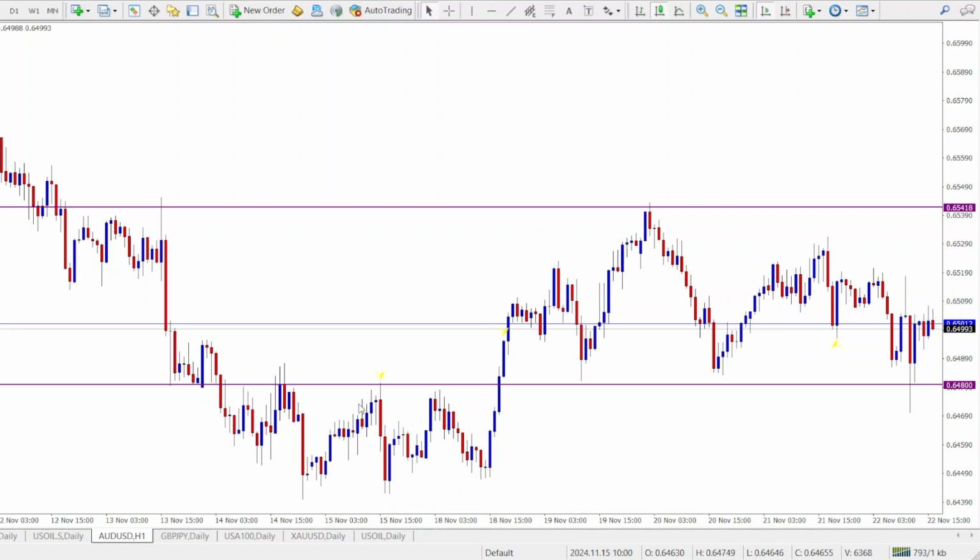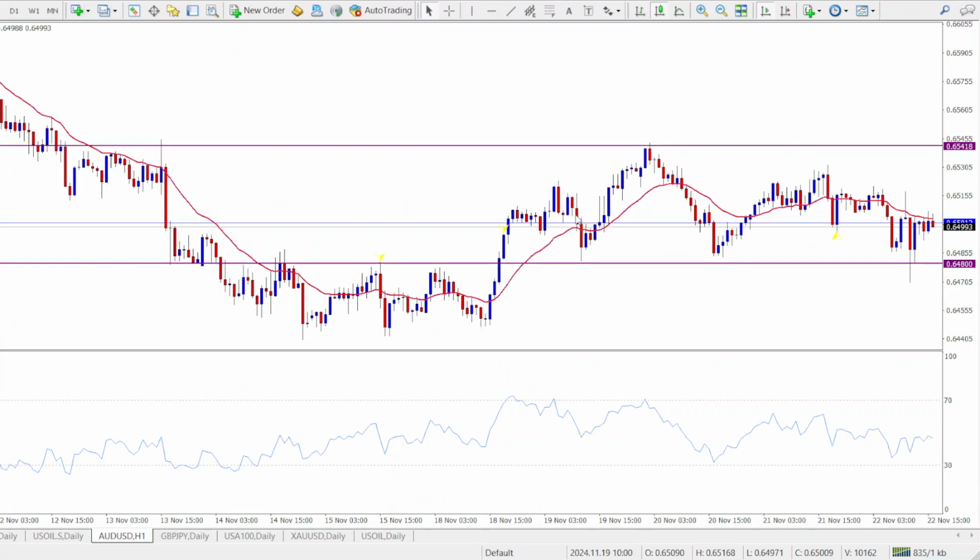So in this case we can see that this resistance level serves as a confirmation, and then you can also use indicators like the moving average, for example, and add it to the chart for additional confirmation. You can also make use of the relative strength index. This is another indicator that is commonly used by traders for extra confirmation. Now let us look at another example real quick.